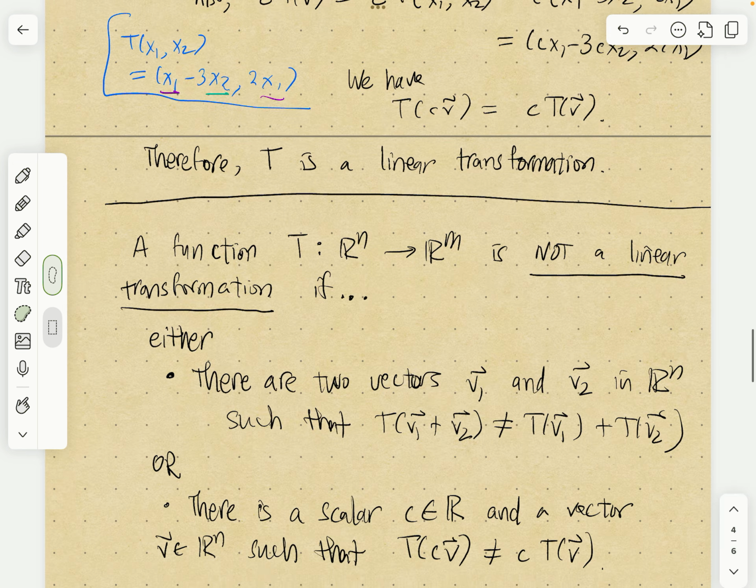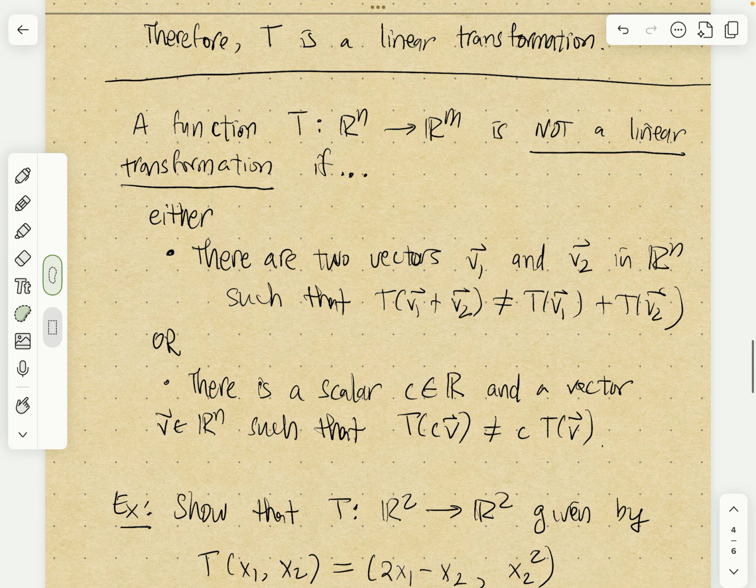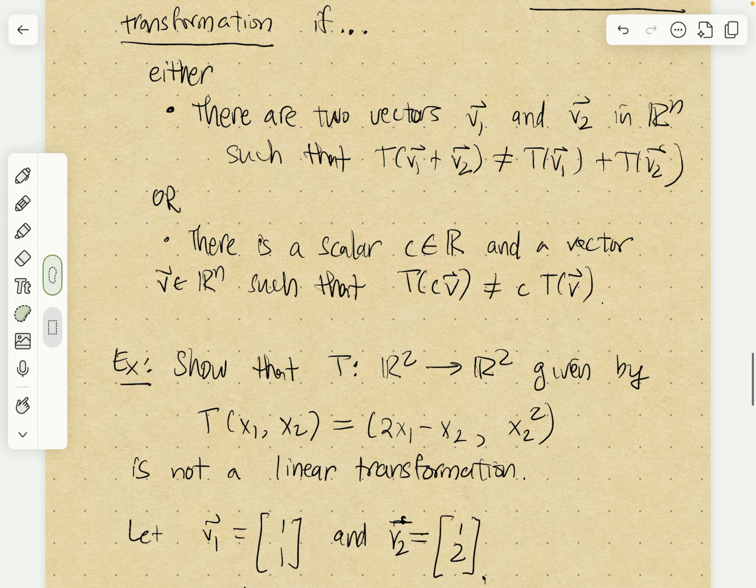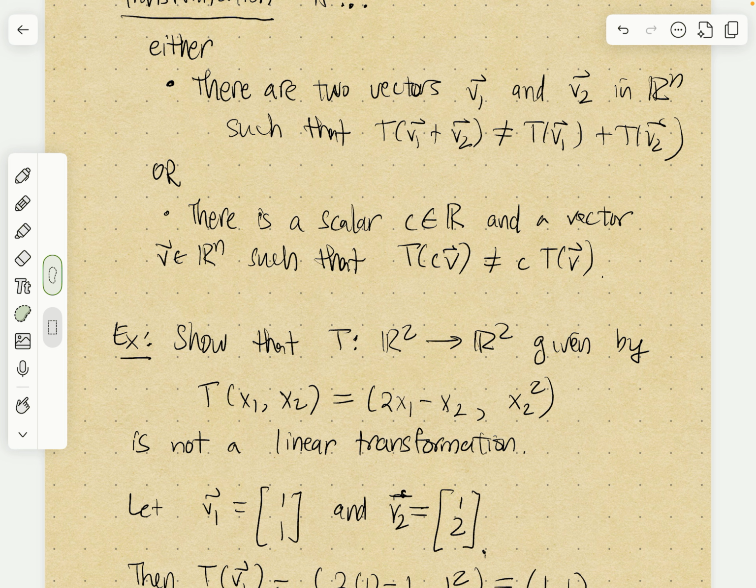But when it came to finding a counterexample to show that something's not a linear transformation, then you are allowed to use specific v1 and v2. You just need to find one specific v1 and v2 that makes the left-hand side not equal the right-hand side.